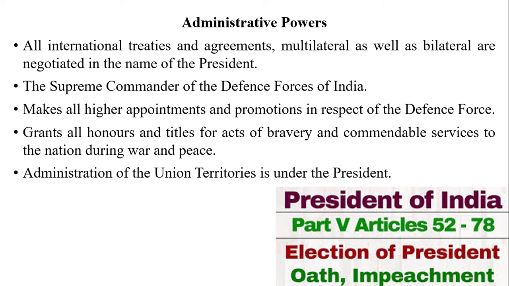All international treaties and agreements, multilateral as well as bilateral, are negotiated in the name of the President. The President is considered the Supreme Commander of the Defence Forces of India. The President makes all higher appointments and promotions in respect of the Defence Force. The President grants all honors and titles for acts of bravery and commendable services to the nation during war and peace. The administration of the Union territories is under the President.